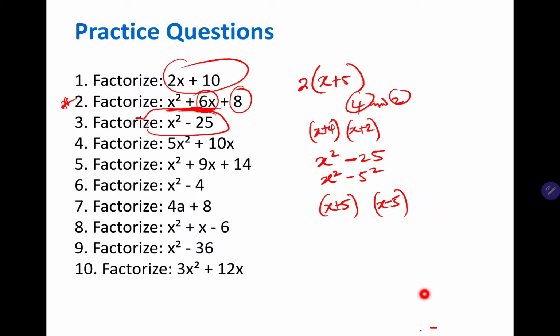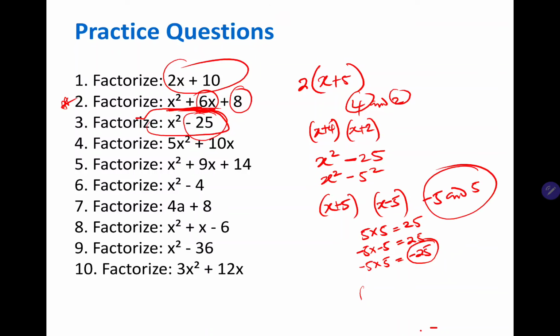Remember that 5 times 5 is equal to 25, and minus 5 times minus 5 is equal to 25, still positive. Minus times minus is always plus. But minus 5 times 5 is equal to minus 25, and this is what we need, minus 25 in the expression. So we're going to pick the factors. The factors here will be minus 5 and 5. Okay, so that's for number 3.